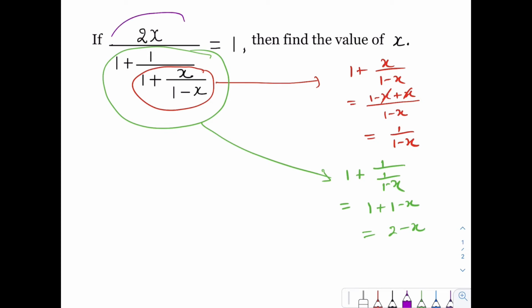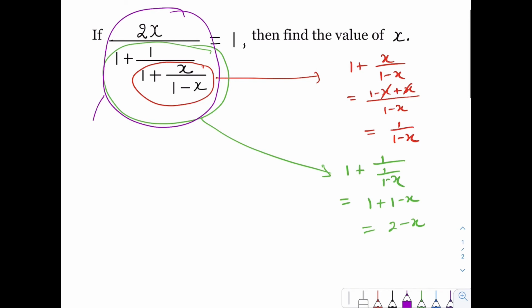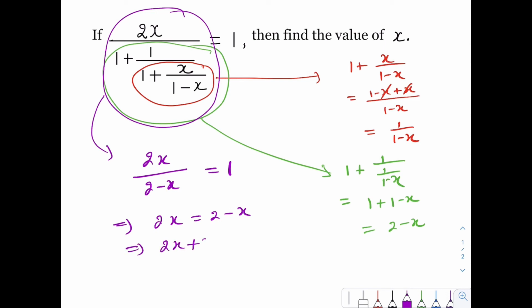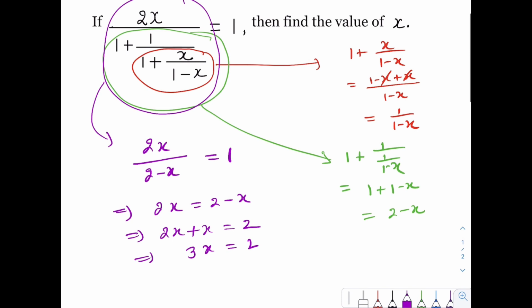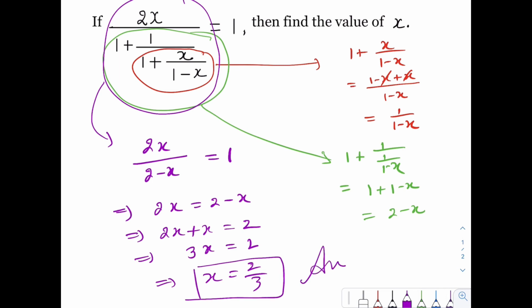So the whole expression we can write like this: 2x upon 2 minus x equal to 1. So this implies 2x equal to 2 minus x. This implies 2x plus x equal to 2. And this implies 3x equal to 2. Now this implies x equal to 2 by 3. So our answer is 2 by 3.